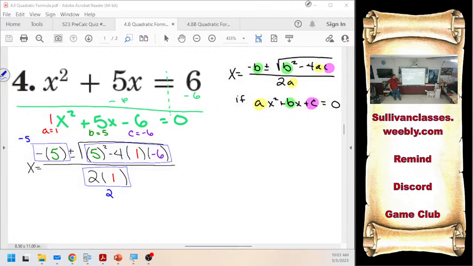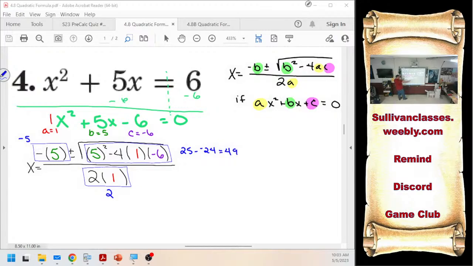Okay, this one's got a little more mojo to it. What is 5 squared? 25. 4 times 1, 4, times negative 6, negative 24. So this right here says 25 minus negative 24. It's important that we see those negatives in there, because it's the difference between this being 1, whose square root is 1, or when I subtract a negative, I really add the opposite, 49.